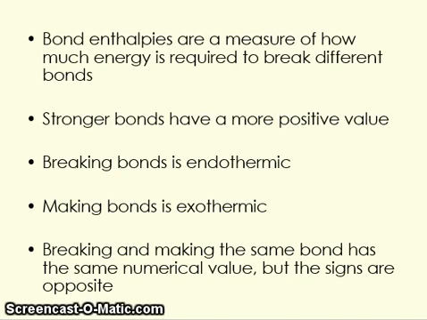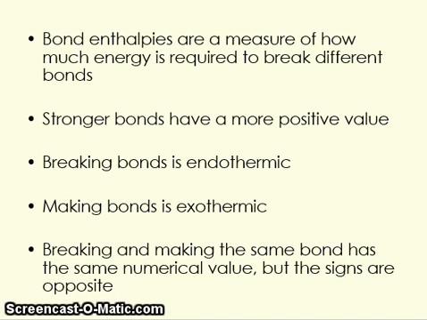So now we need to think about how this goes towards AS level chemistry. And what we're talking about today is bond enthalpies. Now, bond enthalpies are a measure of how much energy is required to break different bonds. So if you've got a stronger bond, you're going to have a more positive value. So the higher the bond enthalpy, the stronger the bond is.